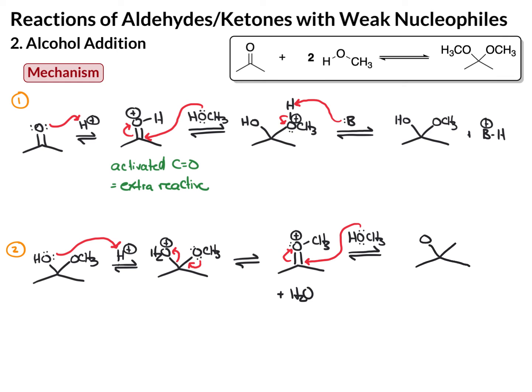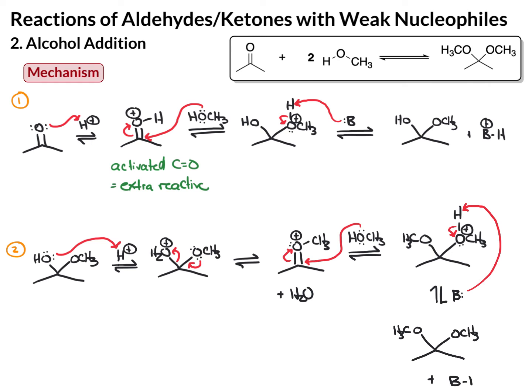So on one side, I'll end up with just an OCH3. On the other, from the methanol that added, I have OCH3 and a proton attached. Now, just like we did up here when we needed to get rid of the proton, I'm just going to use a B for a base. Take that proton off, and that leaves me with my acetal.